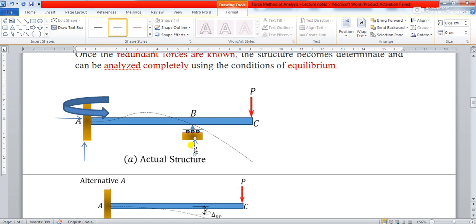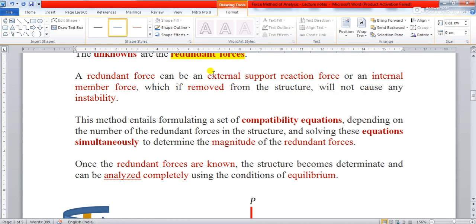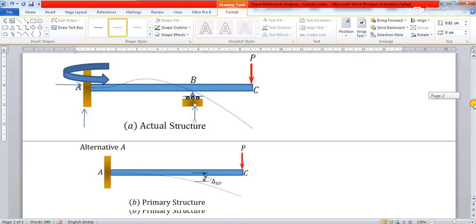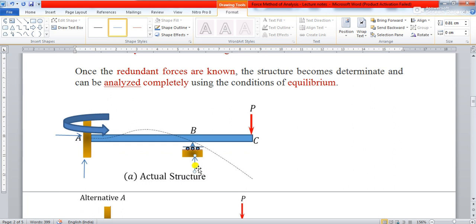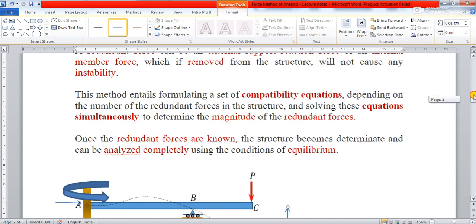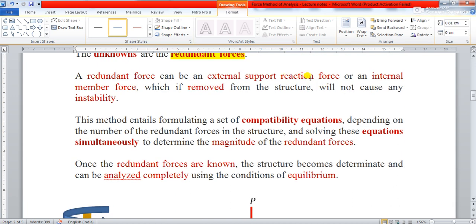So what is a redundant force? Redundant force is the unknown force, first thing. You see, a redundant force can be an external support reaction force or an internal member force. So this support reaction, let's say at this point, if I remove this support reaction, what will happen? If I remove this redundant force, the support reaction, from the structure, what does that mean?